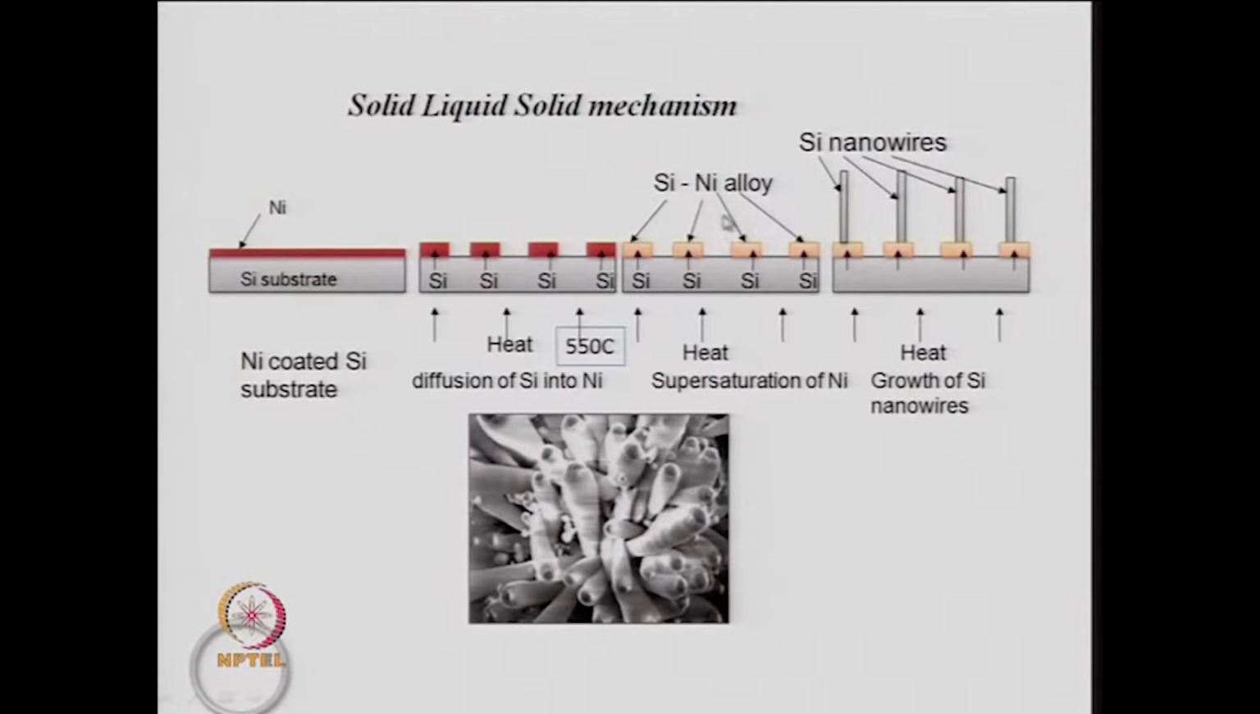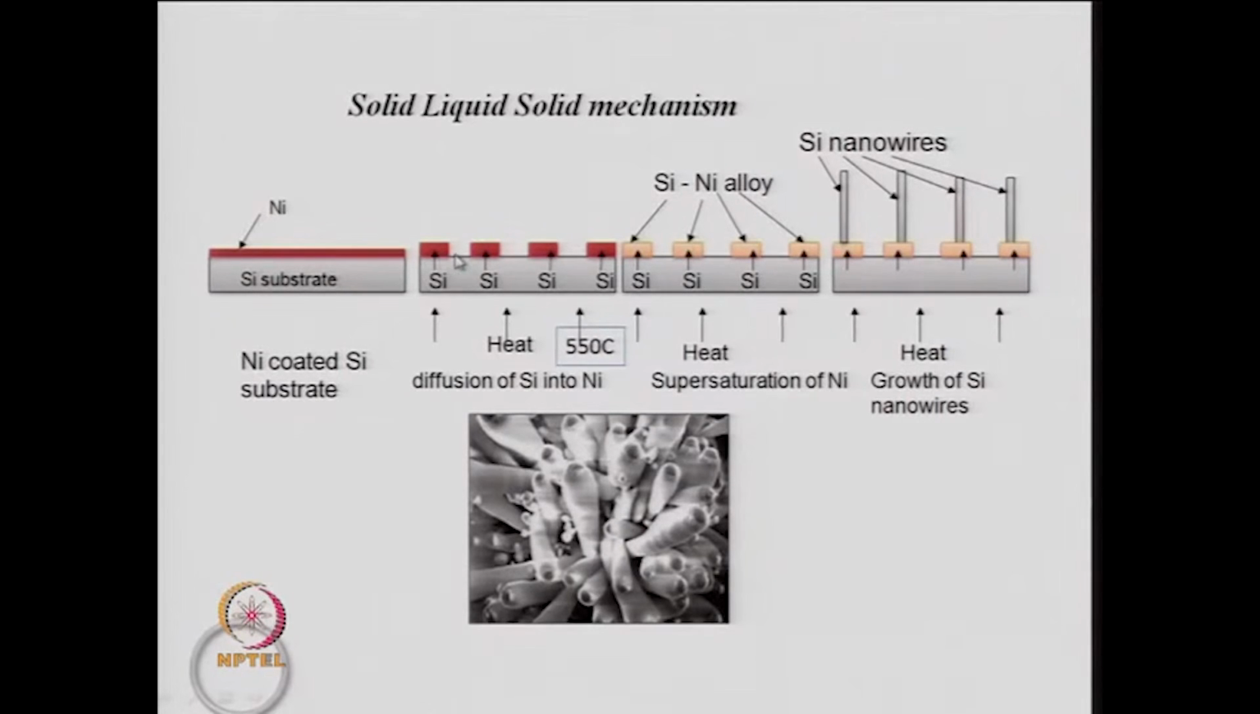Now, coming to another technique, this is the solid liquid solid mechanism of growth of nanowires. So, you have a silicon substrate on which you have another solid which is nickel. So, you have coated nickel on silicon substrate, then you make through some technique, it can be through e-beam lithography or something, you remove some of the regions of nickel. Right now, you can see that the entire surface of silicon is coated with nickel, but you remove part of this nickel.